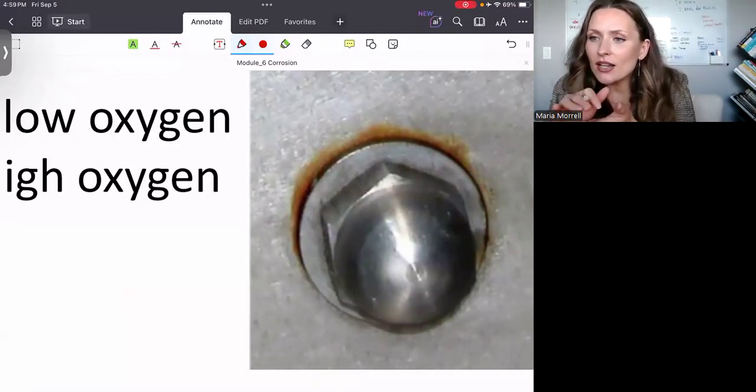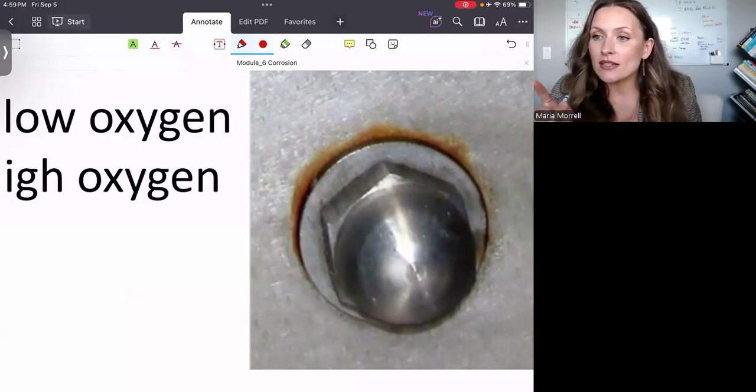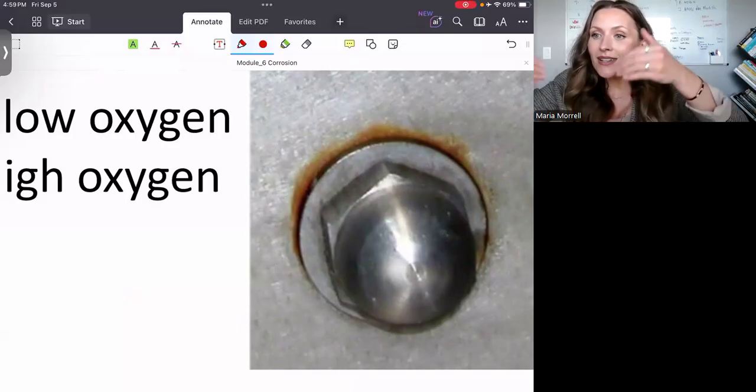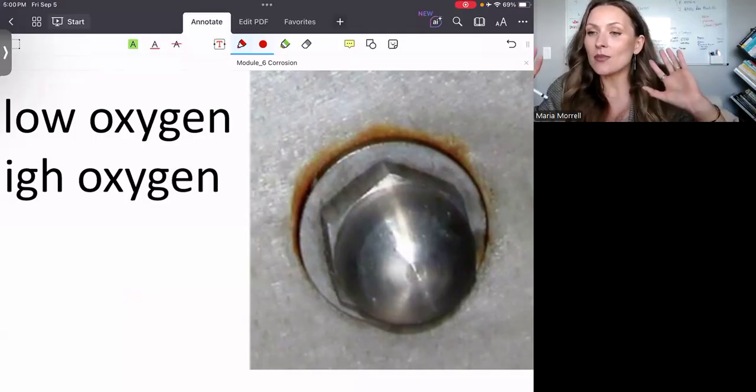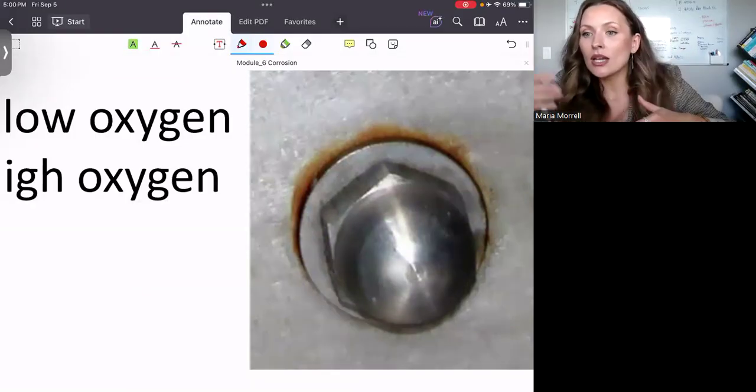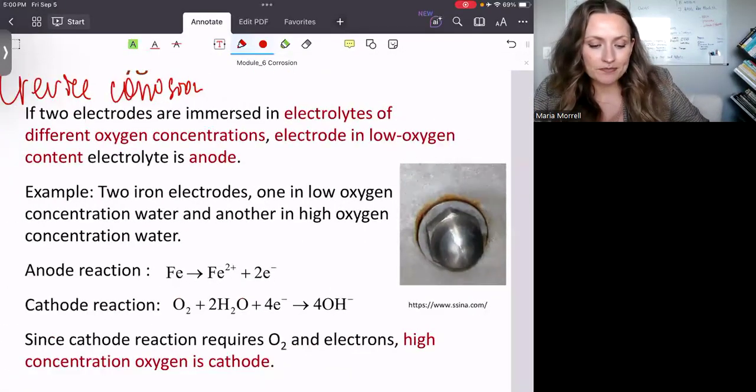There's a tiny bit of an electrolyte, and even though it's the same material, a gradient in potential is going to exist due to the oxygen concentration difference, right? Because underneath the plate, I have none, and outside, I have an abundance. And so that means that outside is my cathode, inside is my anode, and inside is going to be corroding, right?